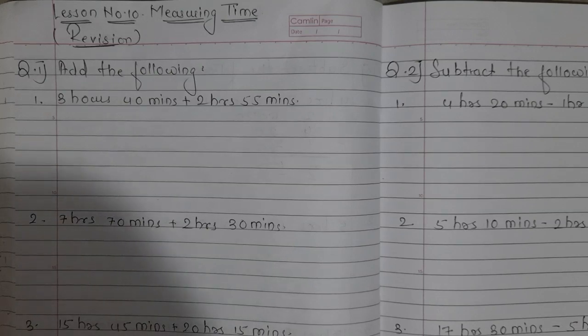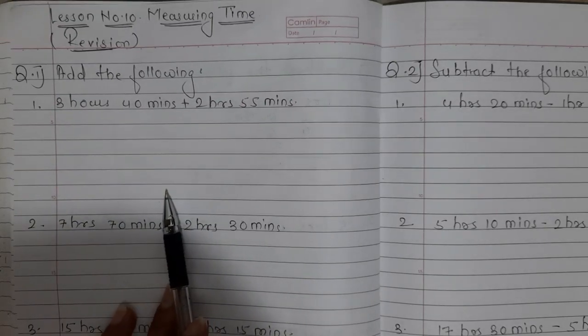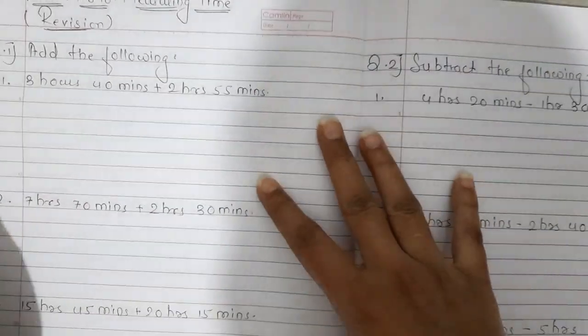So in the previous lecture we started the revision lecture of lesson number 10, measuring time. Today is the second part of the lesson number 10 revision lecture. Today we are going to practice and revise the addition and subtraction sums. First let's see addition sums.